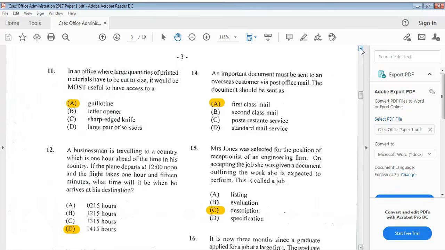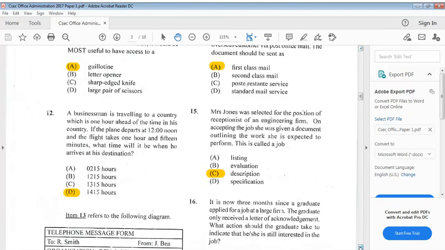Mrs. Jones was selected for the position of receptionist of an engineering firm. On accepting the job, she was given a document outlining the work she is expected to perform. This is called a job A. Listing, B. Evaluation, C. Description, or D. Specification. We know it would be called a job description. It's describing the job. So it would be C. Let's move on to number 16.